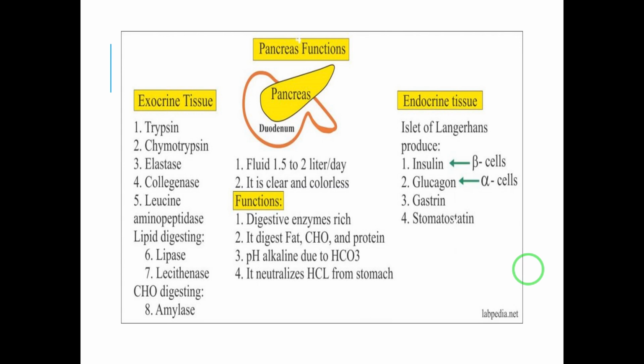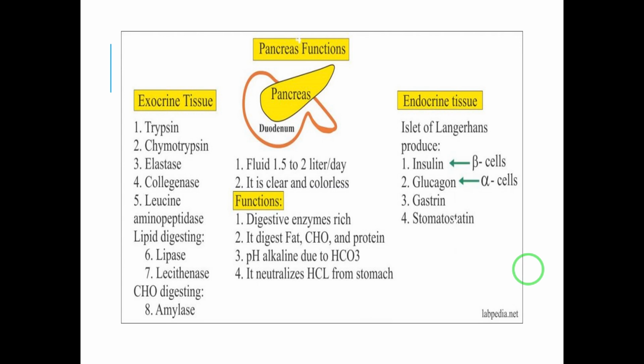So the pancreas is composed of an endocrine and an exocrine part, and it can secrete about 1.5 to 2 liters of fluid per day. The fluid is clear and colorless, and it is rich in digestive enzymes, which are important for the metabolism of fat, carb, and protein. This is the function of the enzymes, while the function of the bicarbonate-rich fluid from the pancreas is to neutralize the HCl from the stomach.